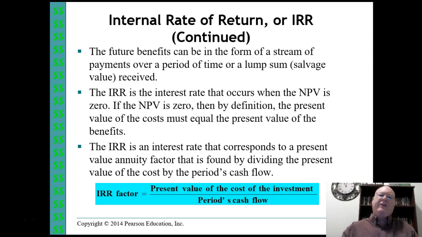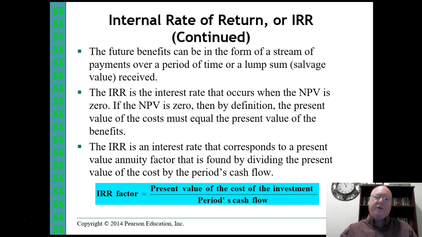The future benefits that they talk about there can be in the form of a stream of payments over a period of time or a lump sum salvage value received. For example, if you buy a truck and you're buying it outright, you're not turning it in at the end of a lease term or something, there's going to be benefits associated with it, theoretically, to the business that you're going to be able to quantify, but also at the end of the life of that truck, you may be able to sell that truck for a salvage value.